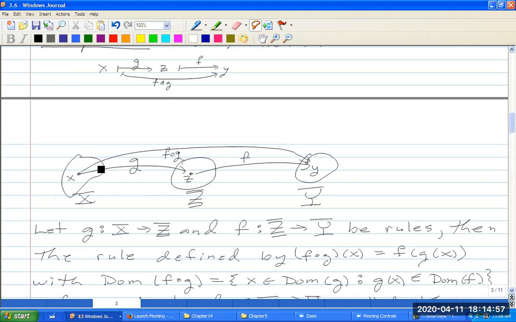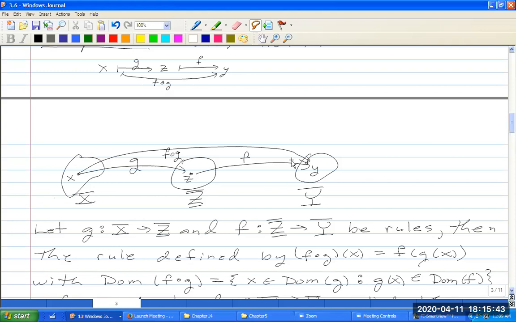So let me do that. So suppose G is a rule from the set X to the set Z, and F is a rule from the set Z to the set Y. So let G and F be rules. Then the rule defined by F composed with G, which maps X to Y. So F composed with G at X is defined as F evaluated at G of X.